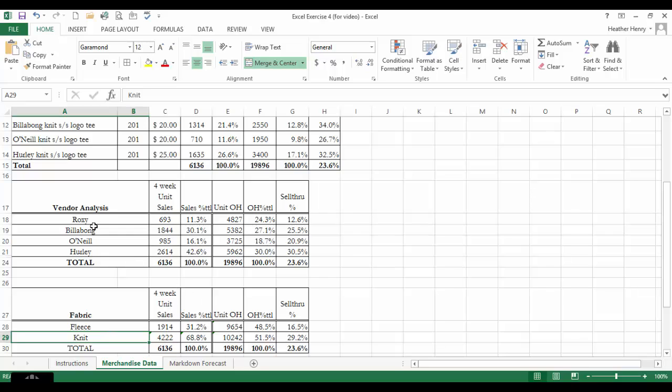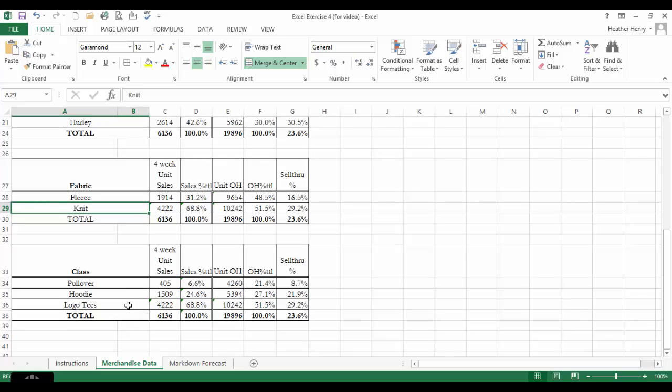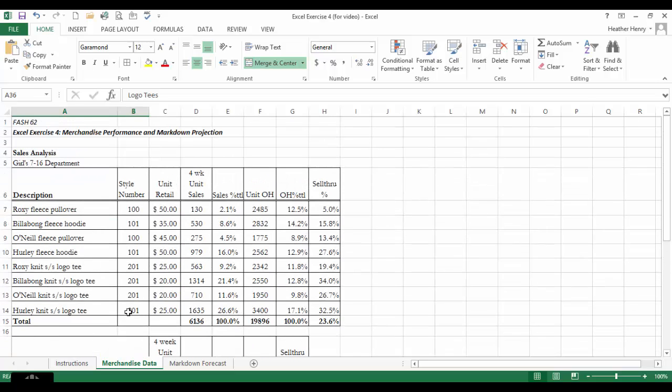We can now look to see how the vendor has performed. We can now look to see how the actual fabrics have performed. And we can now look to see at how the different classifications have performed. This will help us become better buyers in what we need to purchase in all of these different areas. So this is how we complete the first tab on the Merchandise Data tab in Excel exercise number 4.